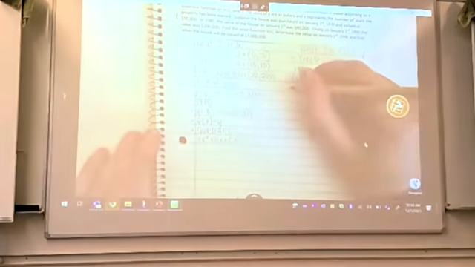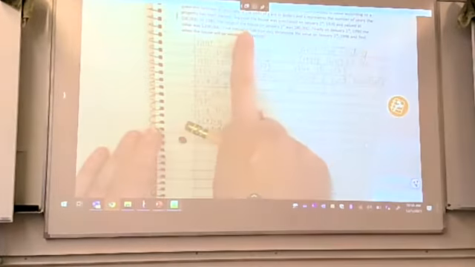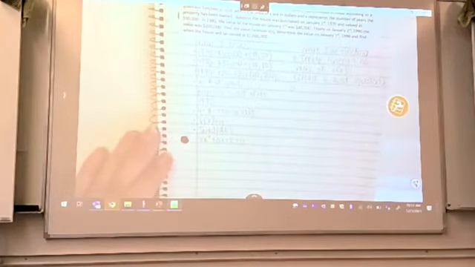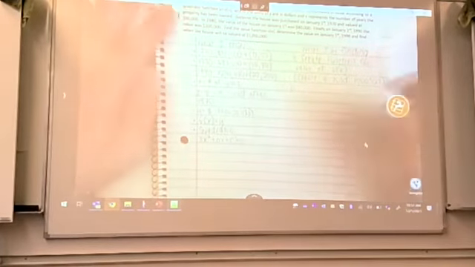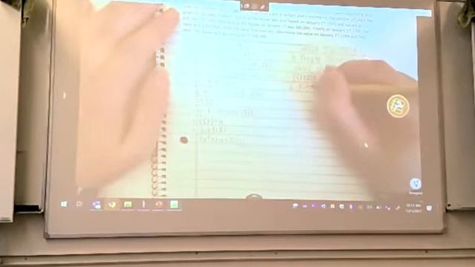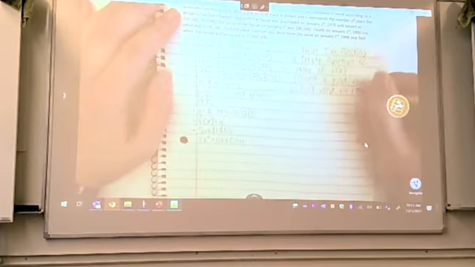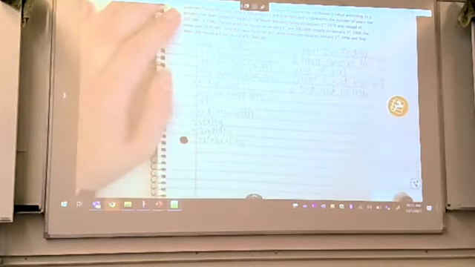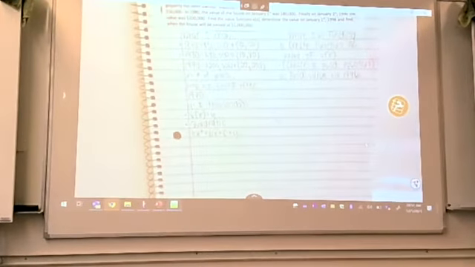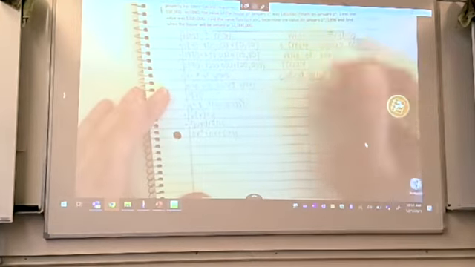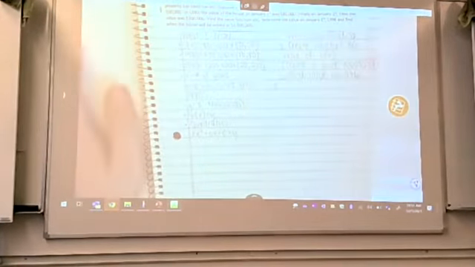Part B, keep reading what it says here. Find the value function f of x. Determine the value on January 1st, 1996. So I need to apparently find value in 1996. So what am I technically finding? An X or a Y? A Y, because Y is value, right? So when we say find value, that's technically Y, right?